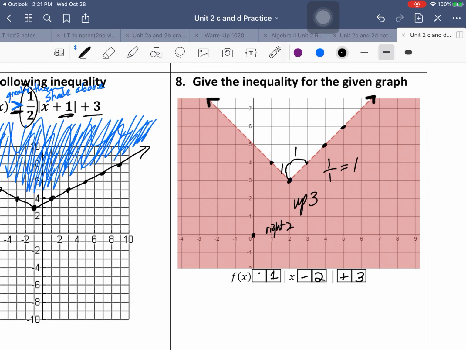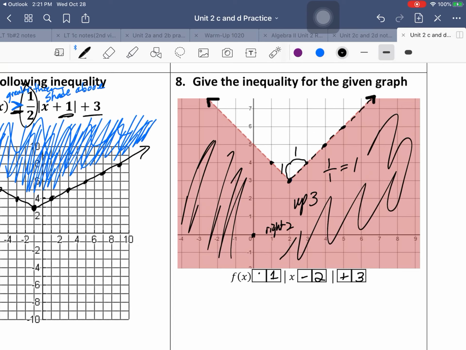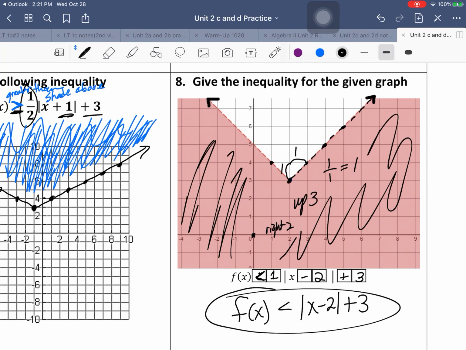And then we need to know shading. First it's dashed, so it's not equal to. And then is it greater than or less than? Well, it's shaded underneath, so it is less than. So let me rewrite this. f of x is less than, not equal to, less than 1, you can write the 1 if you want. You don't need to. x minus 2, because 1 times anything is just whatever that is. So 1 times the absolute value is the absolute value. And that would be the graph.